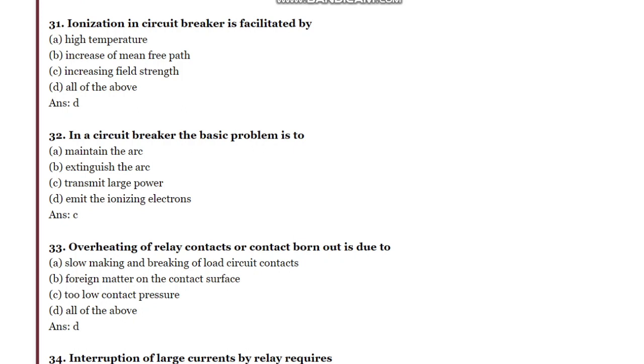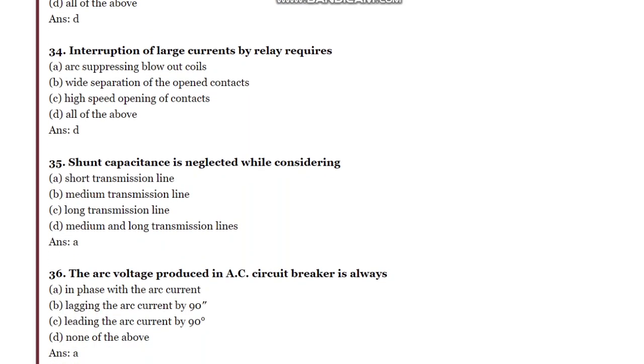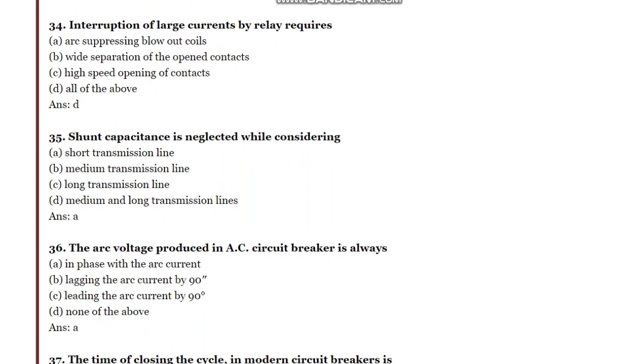Overheating of relay contacts or contact burn out is due to what? It is the first three reasons, that is slow making and breaking of load circuit. Then second is foreign matter on the contact surface. Third is too low contact pressure. Then question number 34 is interruption of large current by relay requires first three, that is arc suppressing blowout coils, wide separation of open contact, high speed opening of contacts.